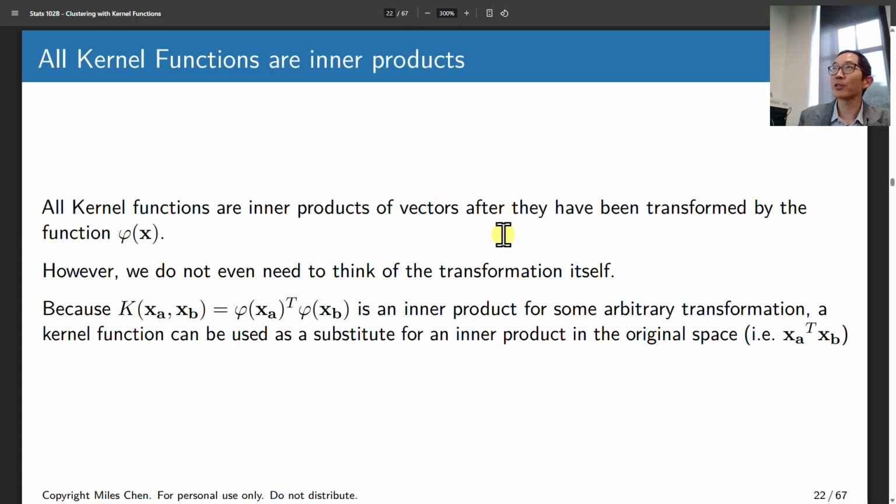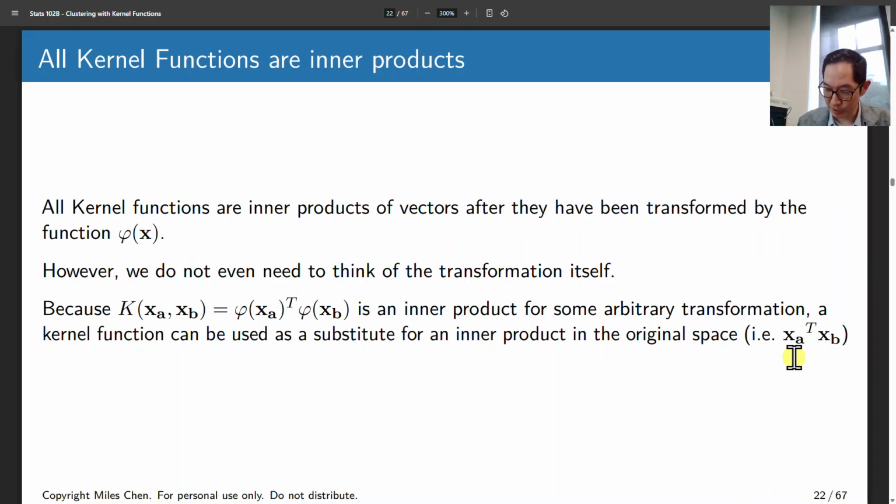And so, all of our kernel functions are inner products of vectors after they've been transformed by that function phi, but we don't even need to think of the transformation itself. Because this kernel function is basically phi applied to this, transpose phi applied to this, it's some inner product for some arbitrary transformation function, we can use a kernel function as a substitute for an inner product in the original space. So if you see XA transpose XB, this is an inner product in the original space.